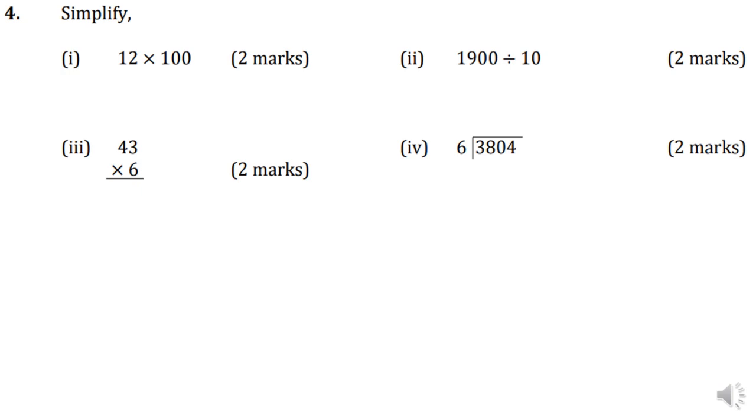This one you have to simplify. So you know when you have to multiply by 100, you just have to write 2 zeros here. If you multiply this, this should be 1200. There are 2 zeros here, and then you write like this, 1200. If you divide, then you have to take 1 zero back, right? So then it is going to be 190. You know, multiplying and dividing by 10 is very easy.